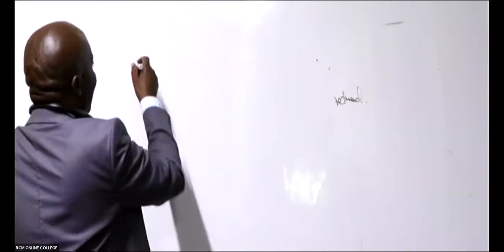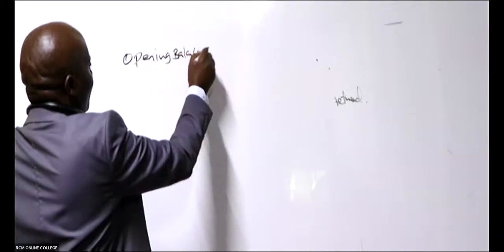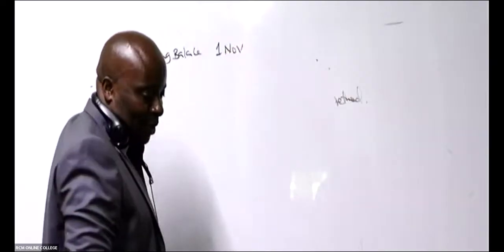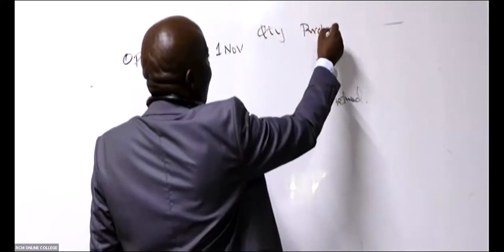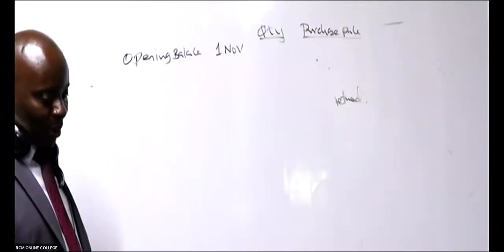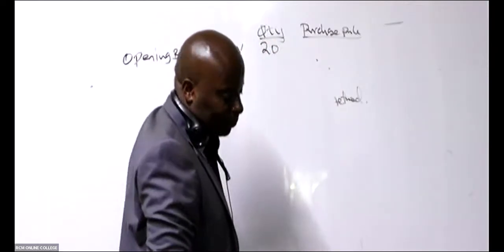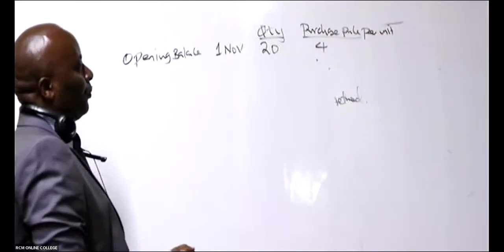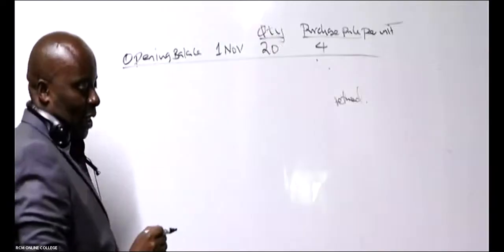So we have here the opening balance, 1st November. We have quantity and then purchase price. On 1st November, we had 20, and the purchase price per unit was 4. All right, so we are through with this. We go to the second item.